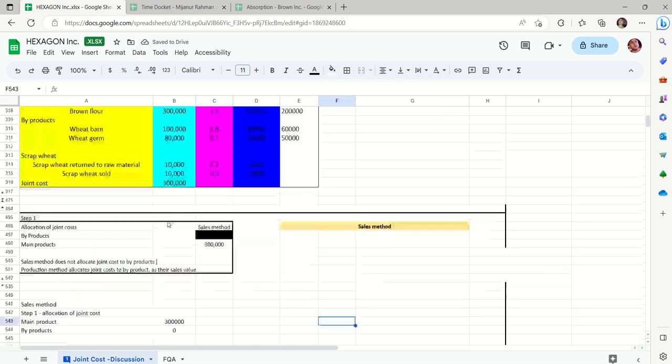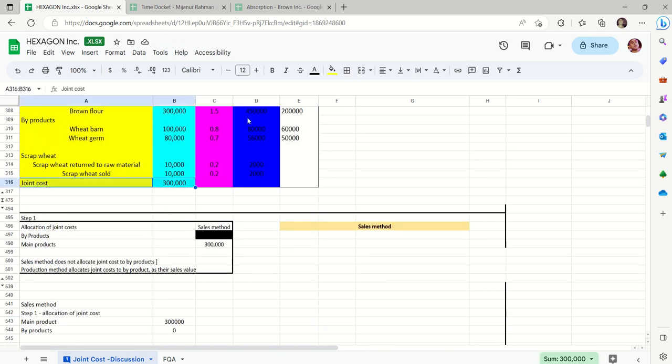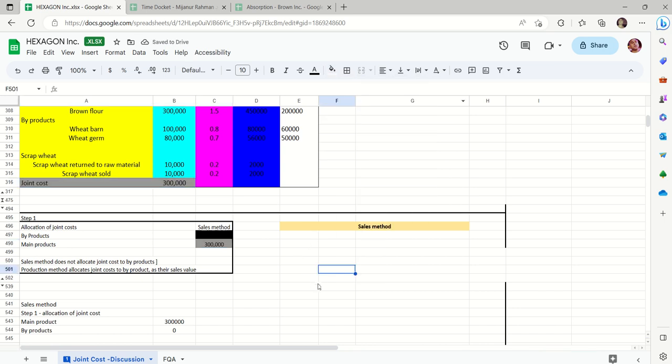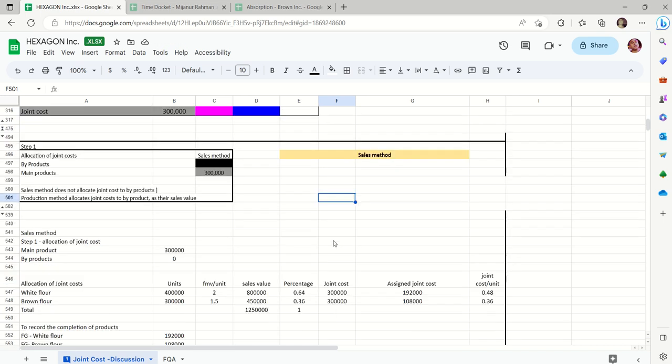And then we go to main products. The entire $300,000 worth of joint costs highlighted in red over there goes into this red cell right there. This 300,000 comes here. Or perhaps I can change that to a different color, perhaps gray. So we fully allocate the joint cost to the main products under the sales method. In step one, we allocate the joint cost to the main products. So main products 300,000, byproducts 0.